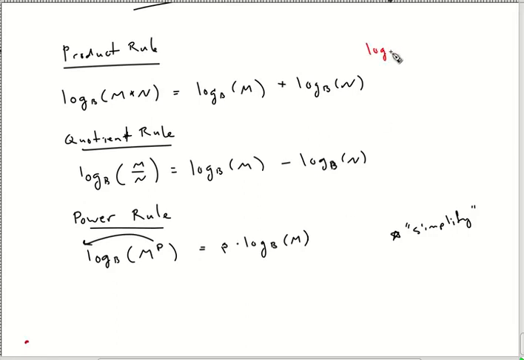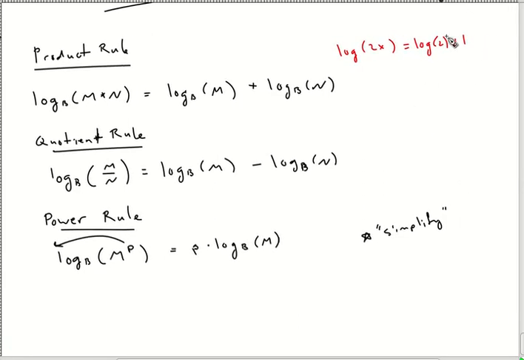Let's say that I have log of 2x. I can split that up as log 2 plus log x. So if there's a multiply between them, you can split them up as two separate logs. If you have a division, you split them up as well, but with a minus between them. So let's say I have 3 over x. That means I'm going to have log 3 minus log x.